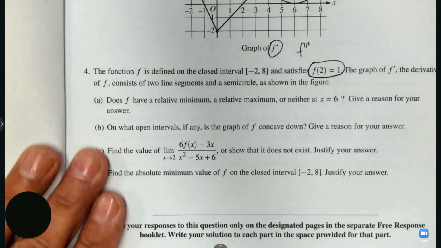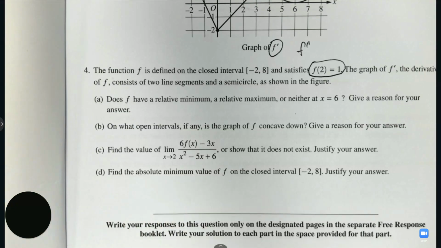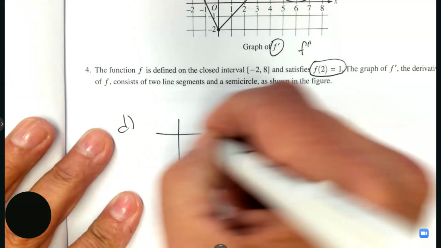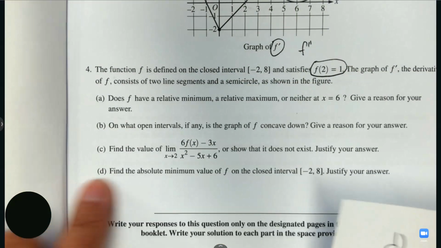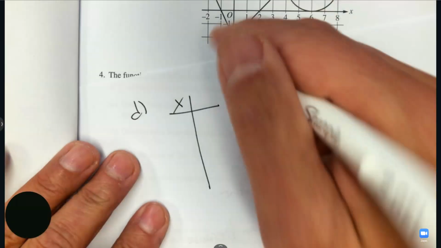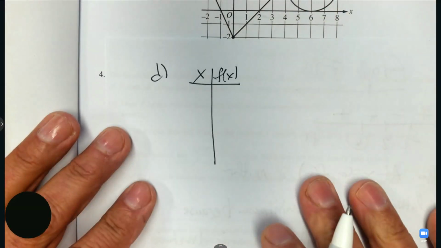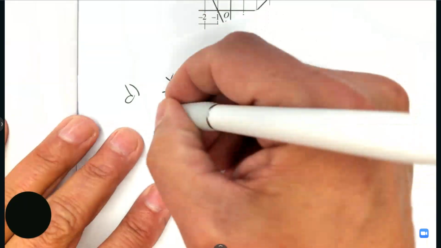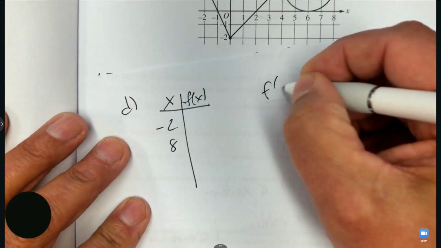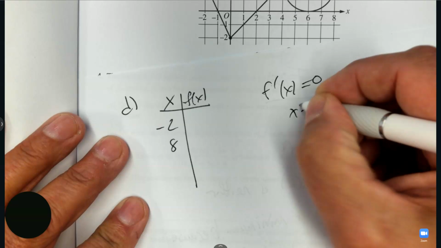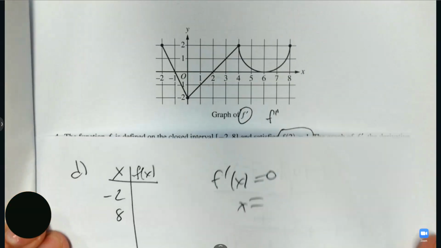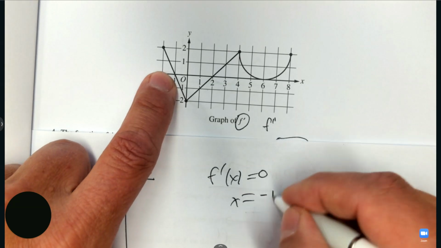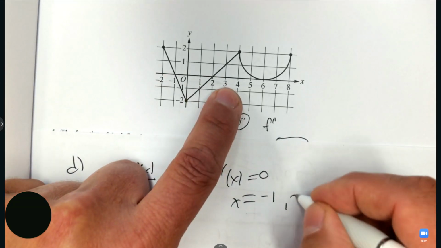In part D, it asks to find the absolute minimum. If you're asked for the absolute maximum or minimum, that's a table of values question. So we're going to do a table of values for x and for f, going from negative 2 to 8. So those are on my table of values. We also need to take the derivative equal to 0 and solve for x and see where the sign changes are. So the sign changes are at negative 1 and at 2.